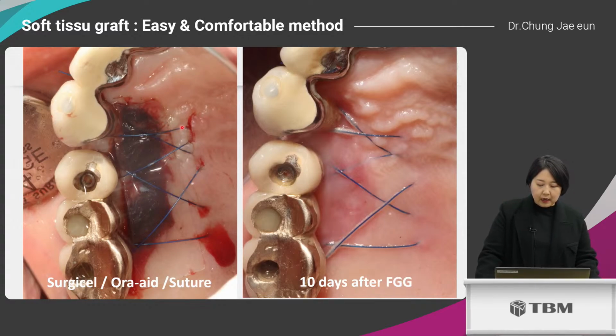But I usually used Coe-Pak for palatal donor site before, but patients had severe discomfort by the bulkiness in the palatal area. The use of Ora-Aid greatly reduced the patient's complaint of discomfort. Left side, just after the surgery, I did FGG and applied Surgicel and Ora-Aid and suture for the donor site. And this is just 10 days after surgery. Donor site shows excellent healing.